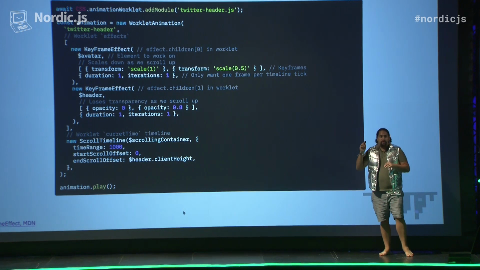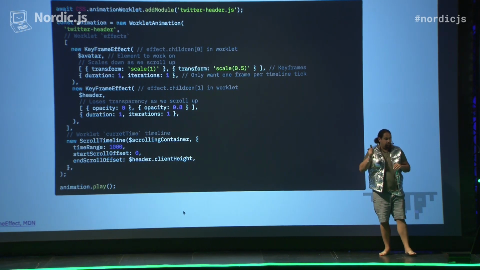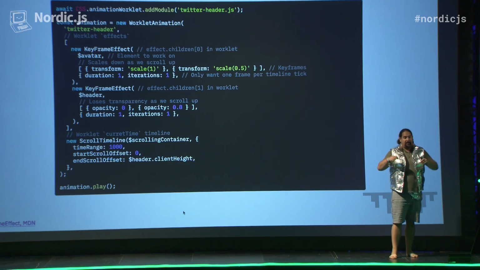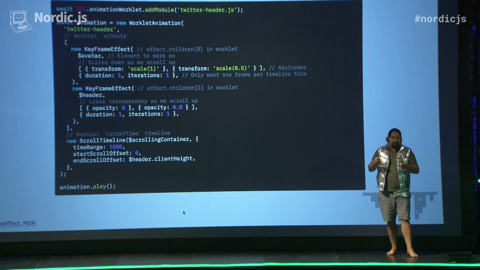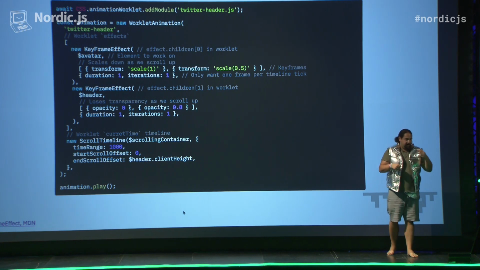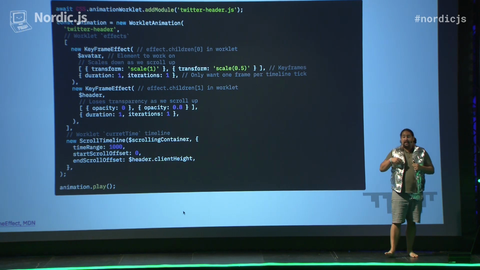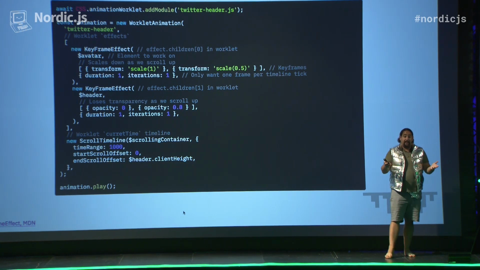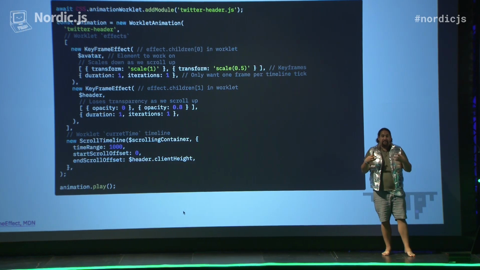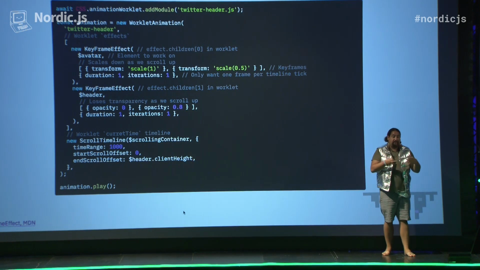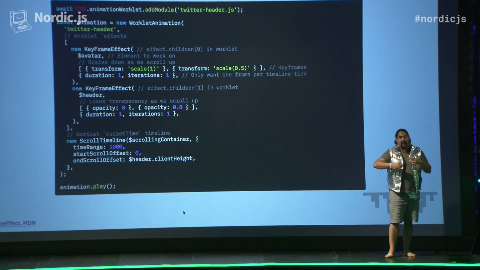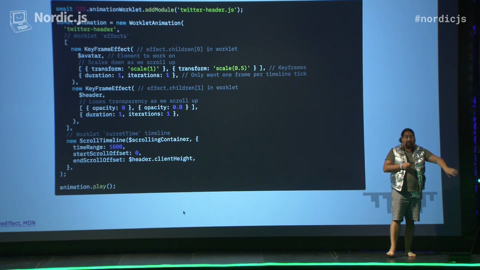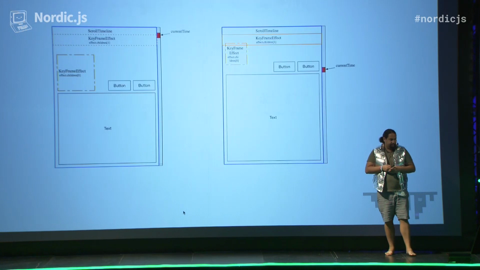And then for our timeline we're going to use a scrolling timeline. So we're going to use our scrolling container, our body, as the thing we're listening to for scroll, give it a time range, tell it where it starts scrolling, tell it where we want to stop scrolling. And finally, we're going to play it. Building this all together gives our render engine, our browser, all the information it needs to actually run this off the main thread for us. So while we're setting this up in our main thread, it's not actually running in our main thread.